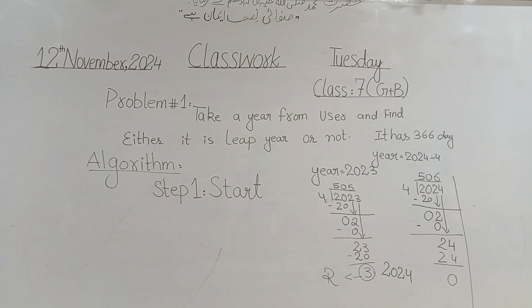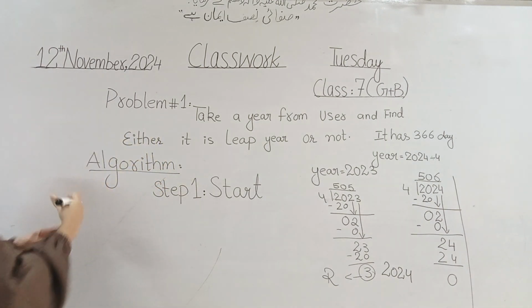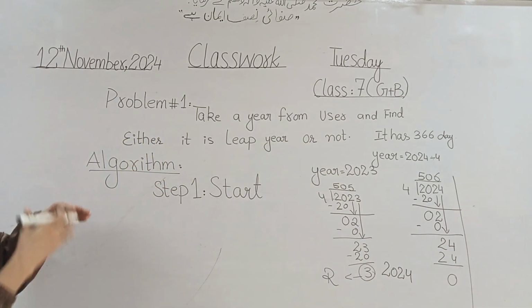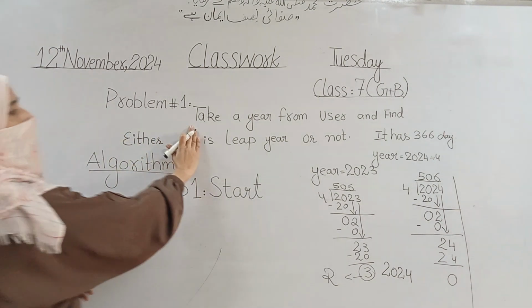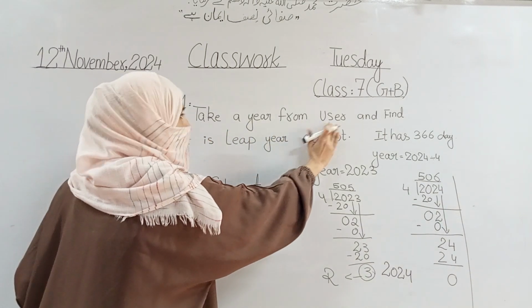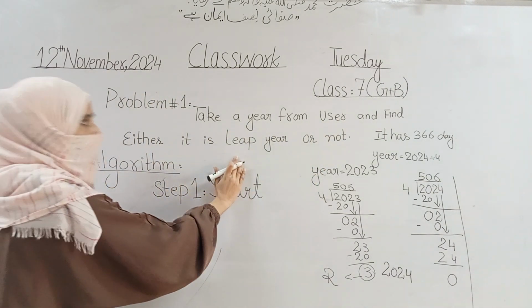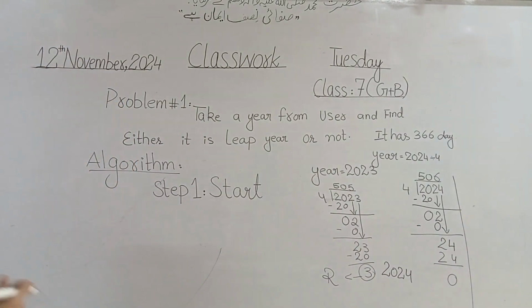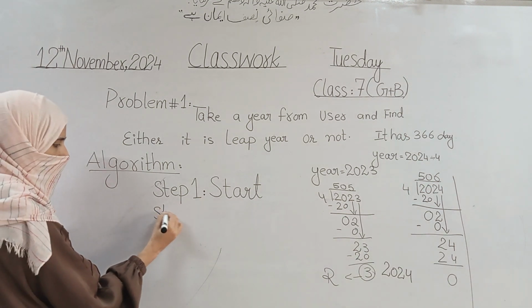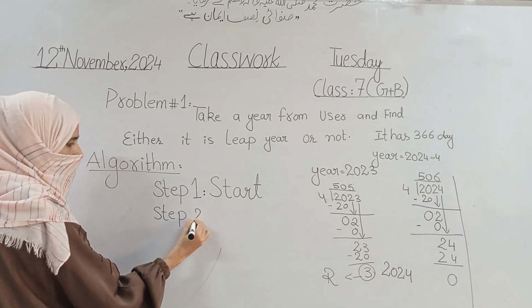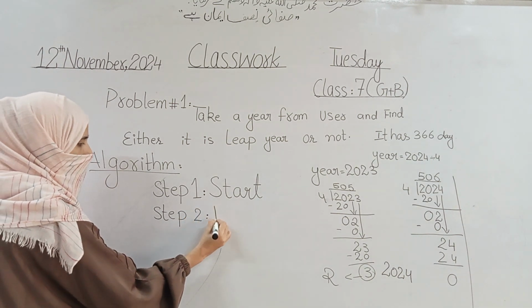Yes, step number 2 is read the problem one more time, so that we can understand what our next step is. Take a year from a user and find whether it is a leap year or not. It means we have to take an input, a year, from the user. Step number 2: input.